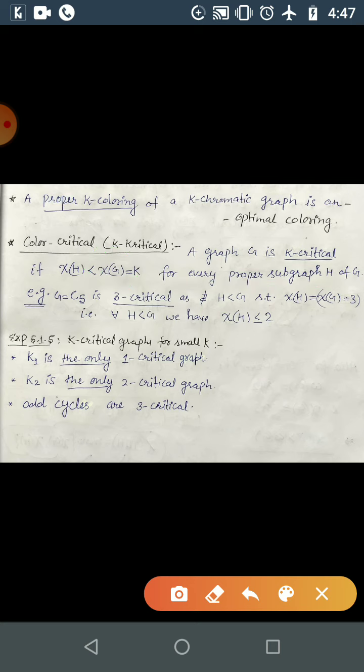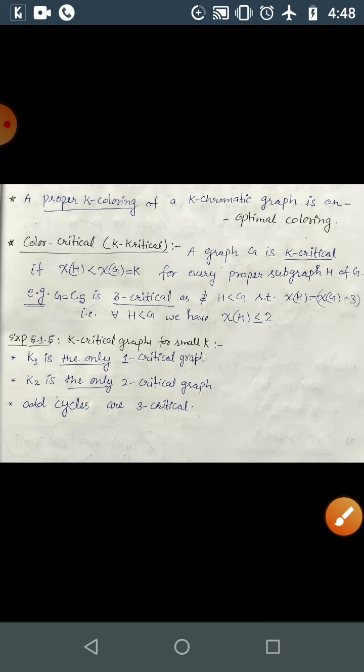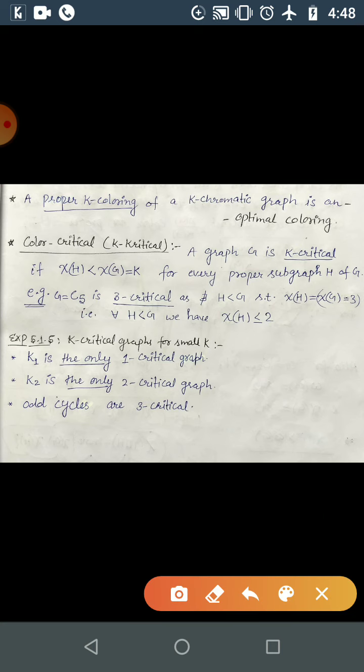This is the condition for color critical, and in particular color critical is K critical. If the chromatic number of G is K, then for every proper subgraph H of G, the chromatic number of H should be strictly less than K, then G is said to be K critical. Okay, so this will be K critical. What I have written here, I don't know. It should be critical, CRITICAL. Okay, so here is some writing mistake.